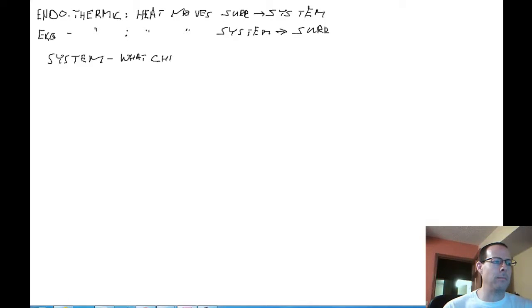So molecules, atoms, at the very heart of it, whatever is changing. So when we looked at the ice melting, what was changing? Well, the molecules in ice were locked into one place.